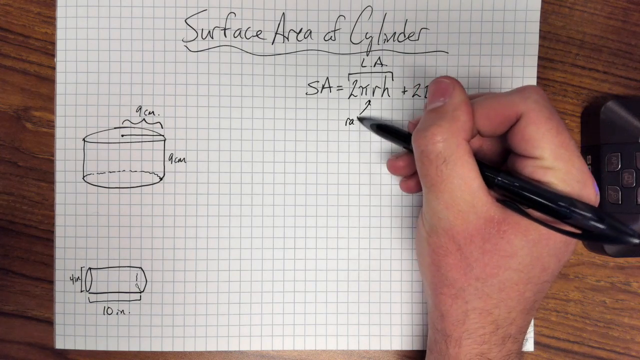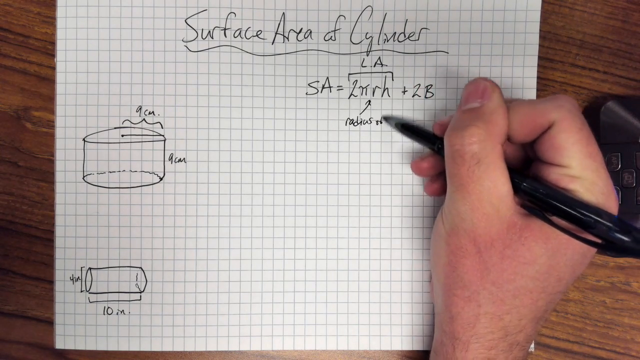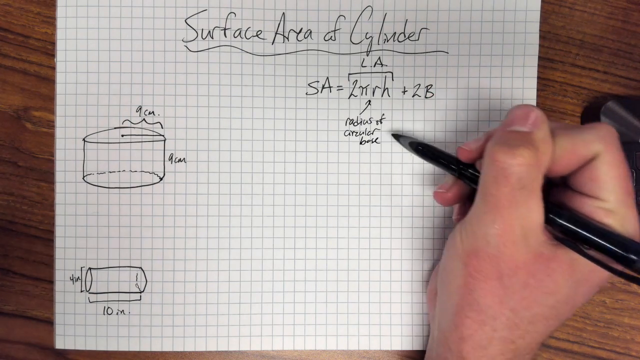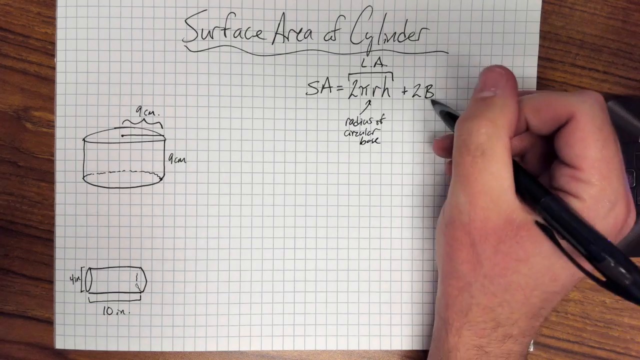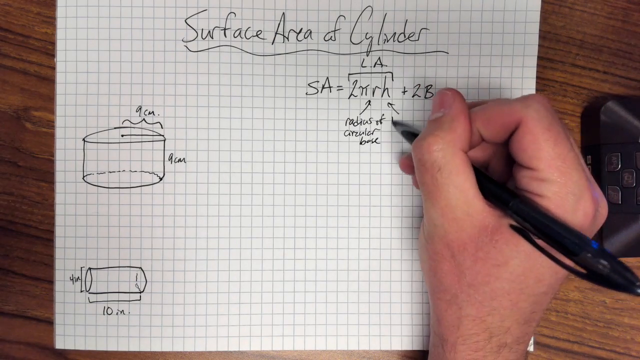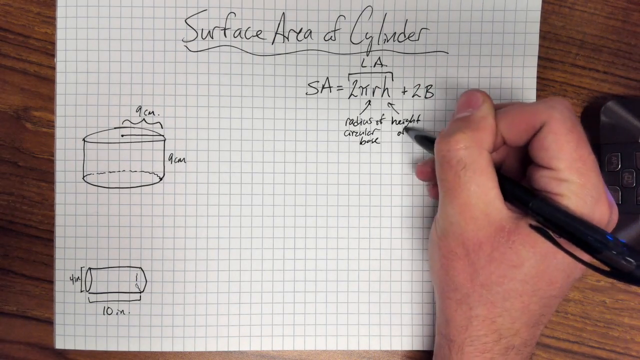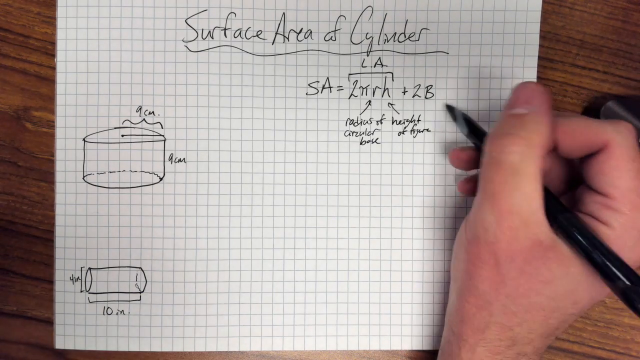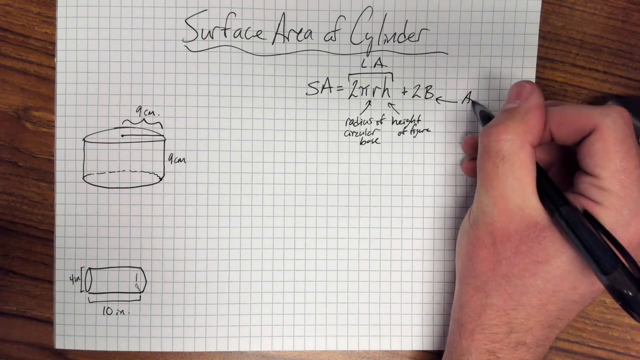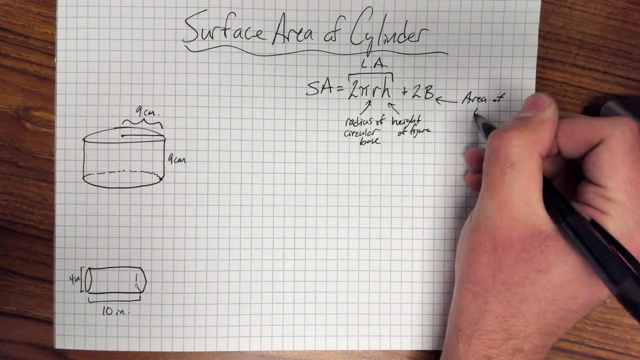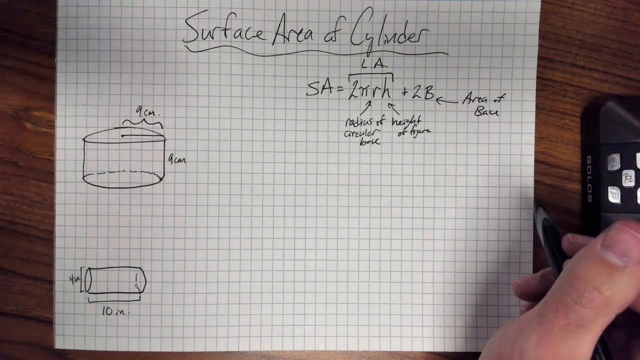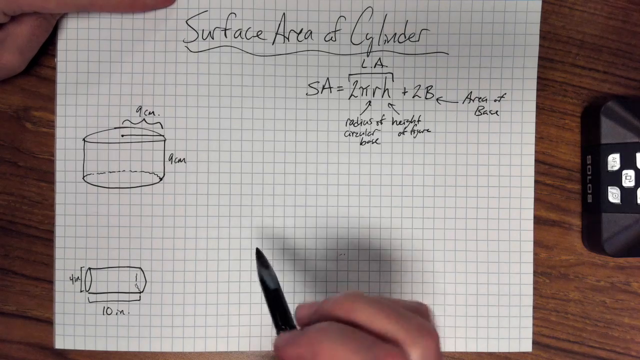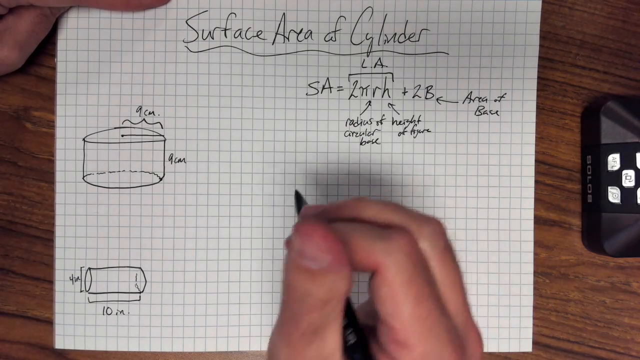R, though, is going to be the radius. You could say radius of circular base. And then H is the height of the figure. In this case, it's a cylinder. And then this big B is area of the base, which in this case is a circle. So let's try out some problems to see how this works.